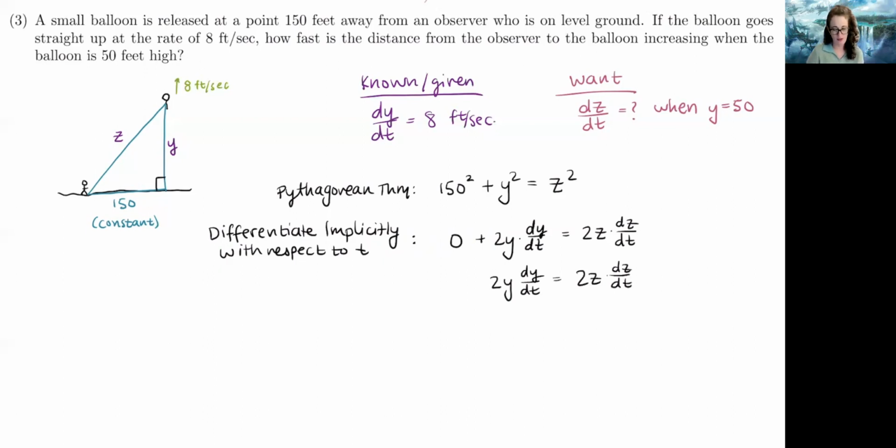And here's our equation that relates the rates. If you wanted to, we could divide by 2 on both sides. That'll just simplify a little bit and make our numbers a little bit smaller. So we just have y dy/dt equals z dz/dt.